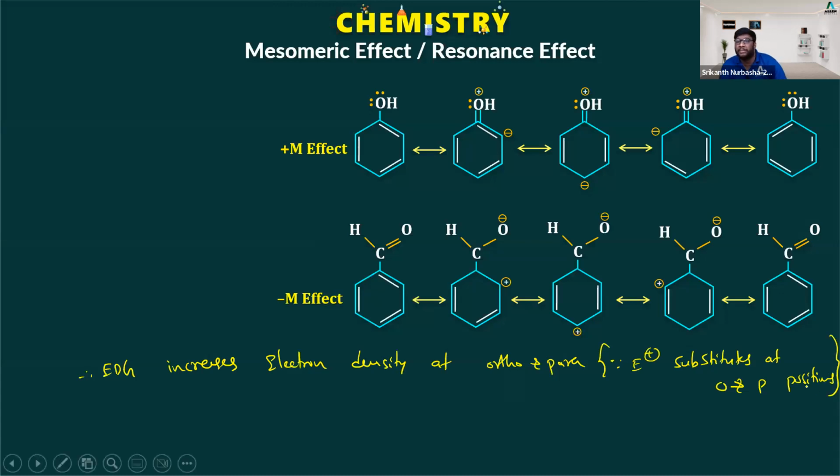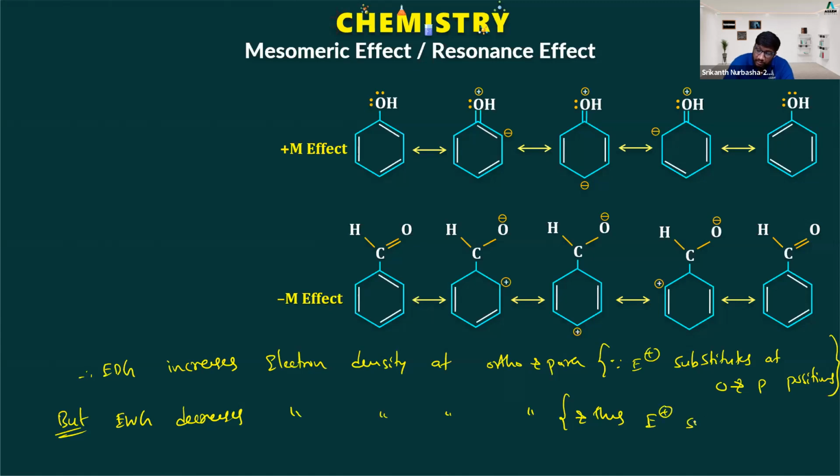At ortho and para positions only the substitution of the electrophile can happen whenever we have an electron donating group. Why? Because they are increasing the electron density at ortho and para. But in an electron withdrawing group, it decreases electron density at ortho and para, and thus the electrophile substitutes at meta position. So electron withdrawing groups by resonance are meta directors. Electron donating groups by resonance are ortho para directors.